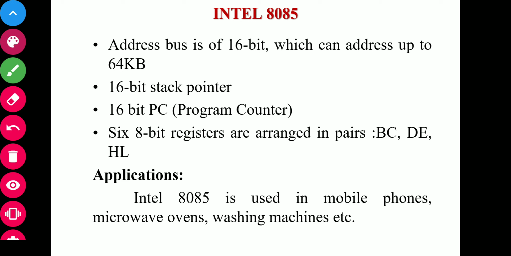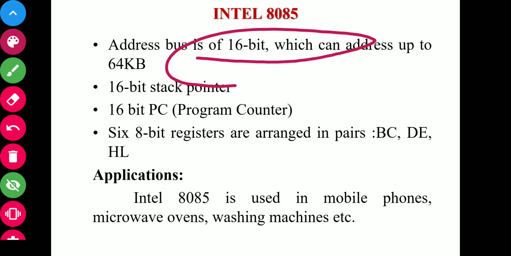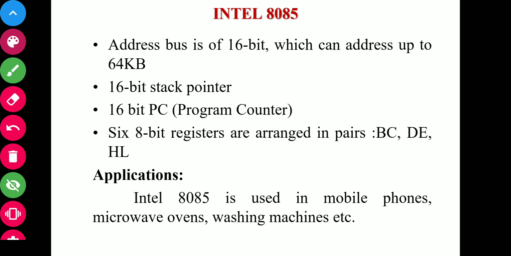Another feature is that the address bus is 16-bit, which can address up to 64 KB. So here the data bus is an 8-bit data bus, but the address bus is a 16-bit address bus. You should not confuse them with each other. The address bus is 16-bit and the data bus is 8-bit, so it can address up to 64 KB.